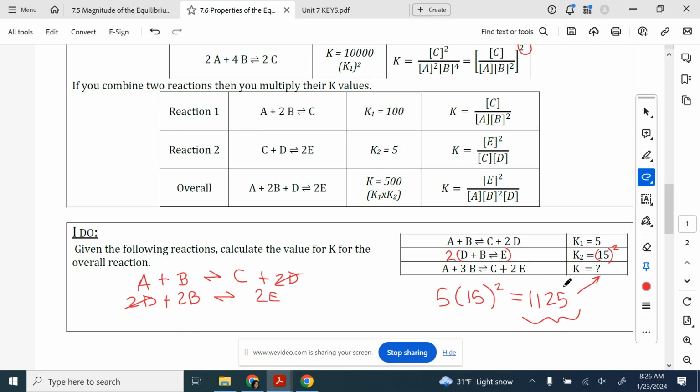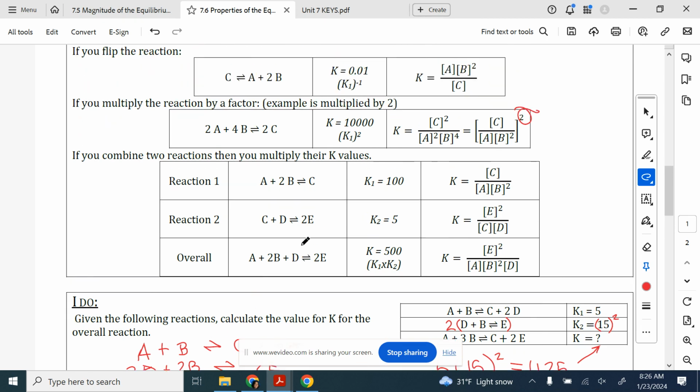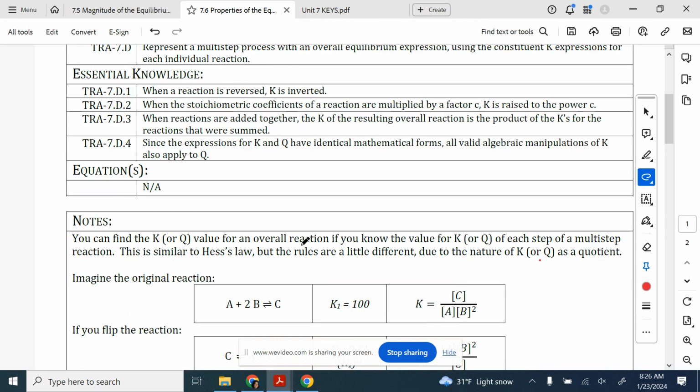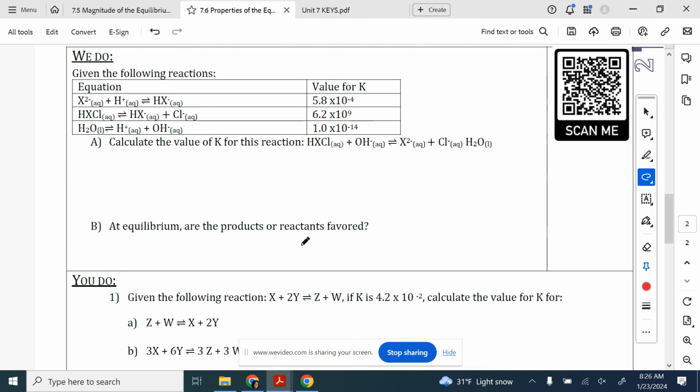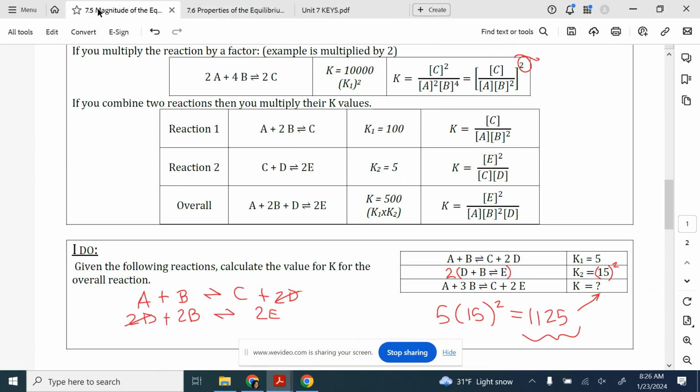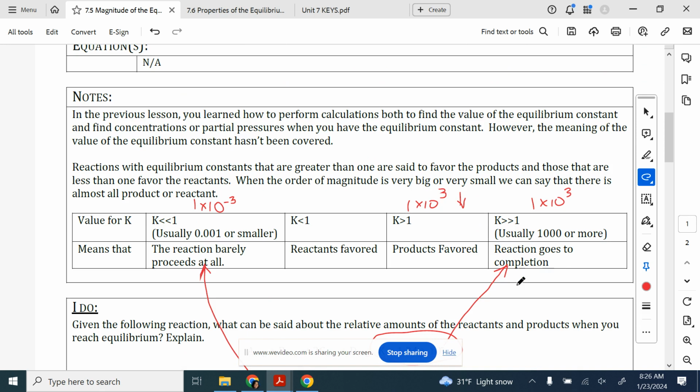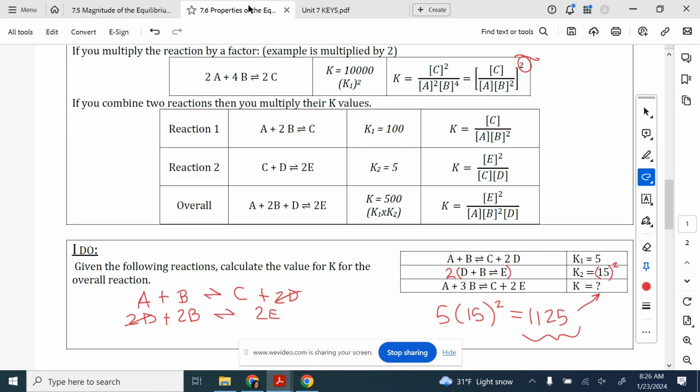And then this value tells me that this reaction is going to go almost to completion. And we learned that back over here. If the K is greater than 1,000, then we consider that the reaction has gone to completion. So we're combining the ideas from both of these together to get this information.